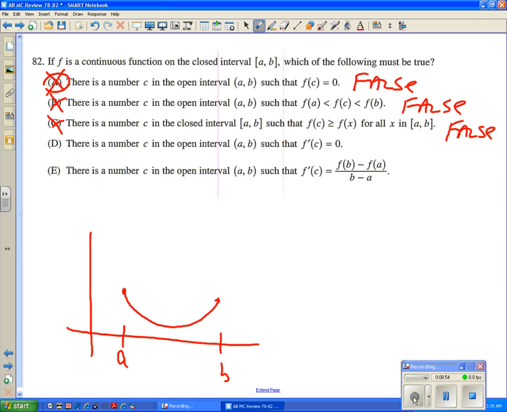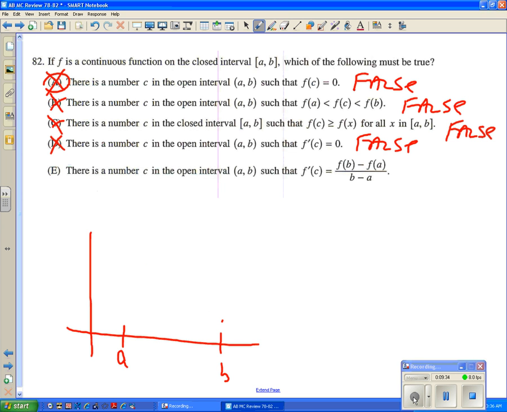D says there's a number in the interval such that its derivative is equal to 0. That implies that there has to be a max or a min. But again, we can easily illustrate something like this, where there's no C between where the derivative is equal to 0. All the derivatives are constant here, maybe a -1 or so in my example. So this is another false. So we're running out of possibilities here. It better be E.